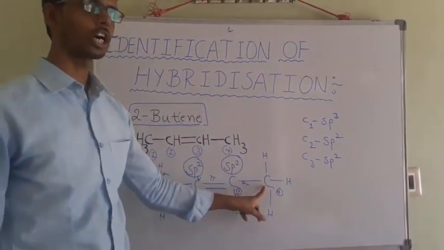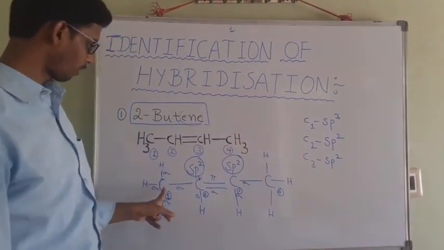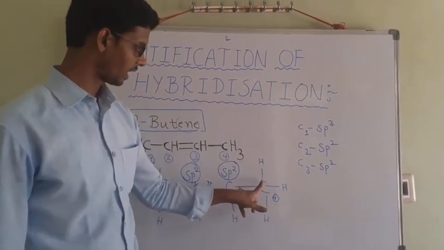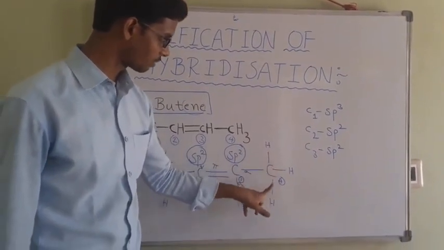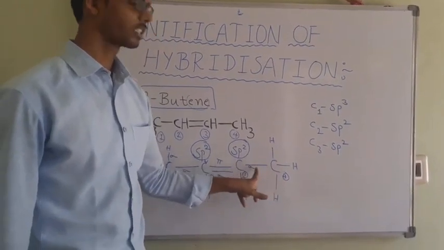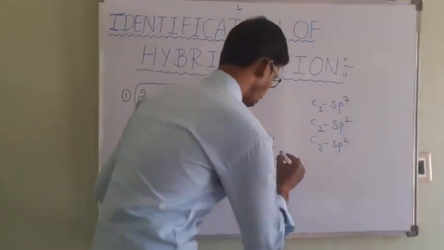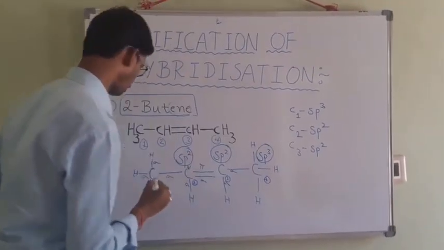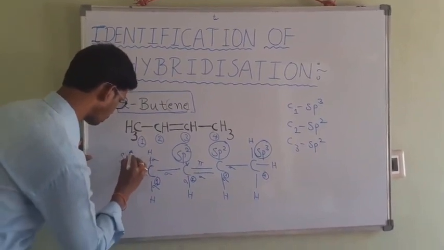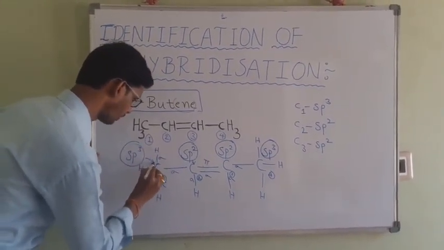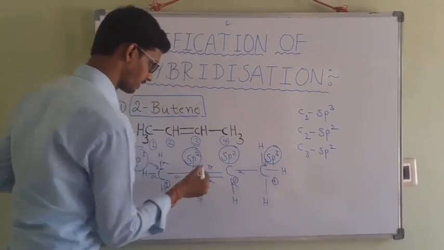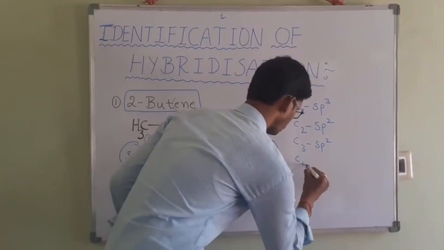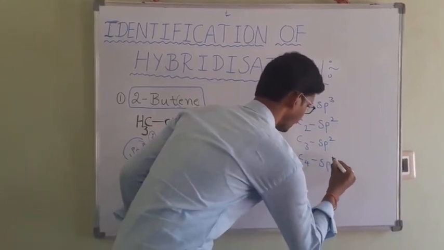Let us see the fourth carbon. Likewise the first carbon, the fourth carbon also has 4 sigma bonds: 3 C-H sigma bonds and 1 carbon-carbon sigma bond. That's why this also belongs to sp3 hybridization. The first and fourth carbons both belong to sp3 hybridization, and the second and third carbons belong to sp2 hybridization.